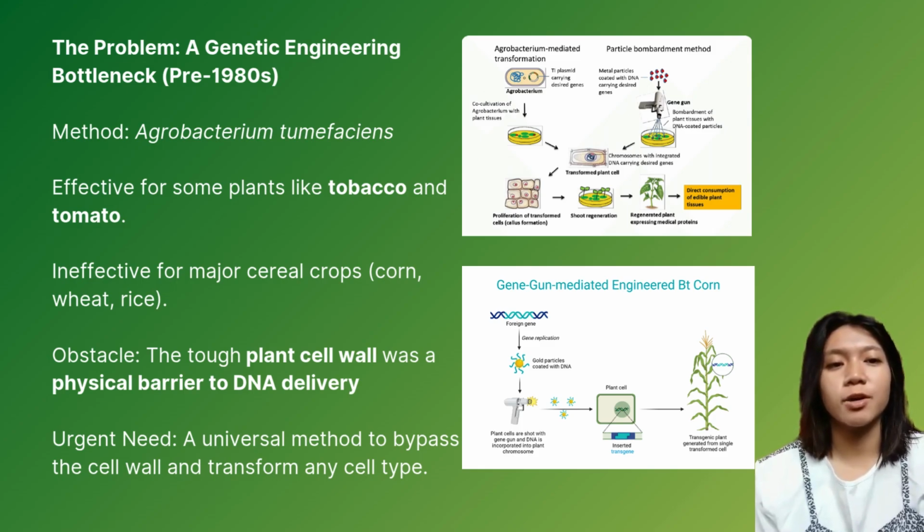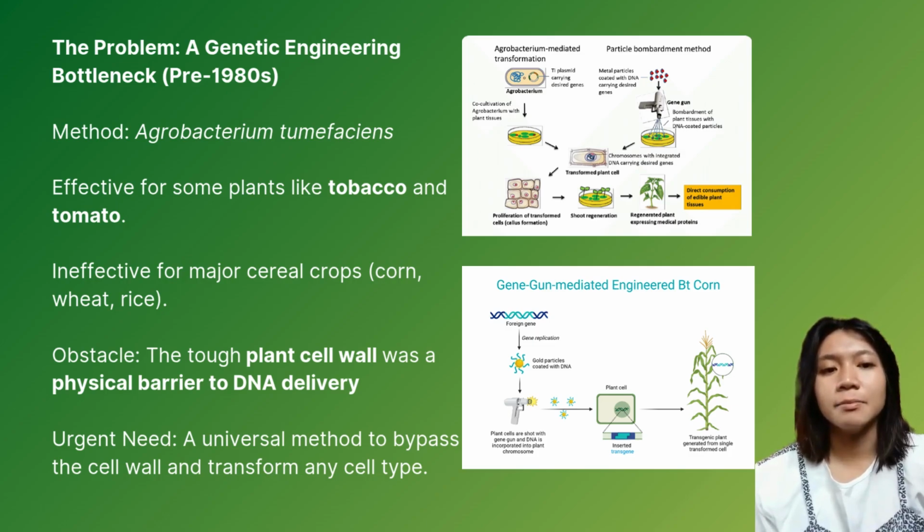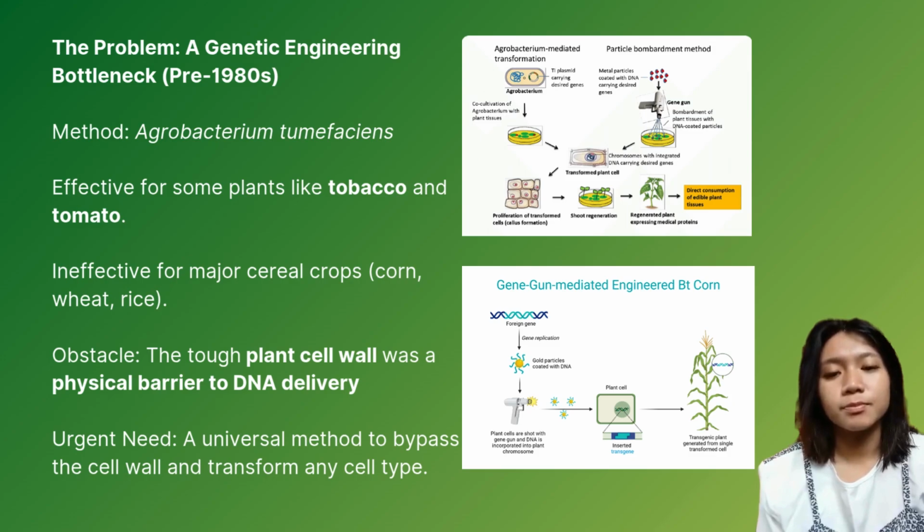So, before the invention of the gene gun, researchers faced a major bottleneck in genetic engineering, especially before the 1800s. At that time, the main method used was Agrobacterium tumefaciens, which worked well for plants like tobacco and tomato. However, it didn't work for cereal crops such as corn, wheat, or rice. The problem was the tough plant cell wall, which acted as a barrier to DNA delivery.